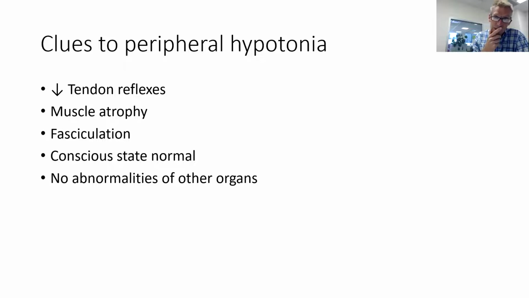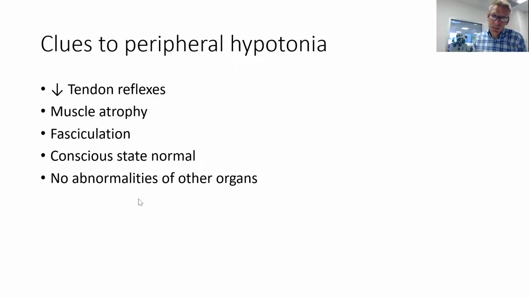And sometimes they'll have this feature called fasciculation. You look at their tongue and they'll have a twitching of their tongue. That's called fasciculation. And that's a particular form of peripheral hypotonia involving the peripheral nerves. But their conscious level may be normal. They will still be able to open their eyes. They usually will be able to look around, but they'll just be very weak and floppy. And usually they have no other abnormalities of other organs.